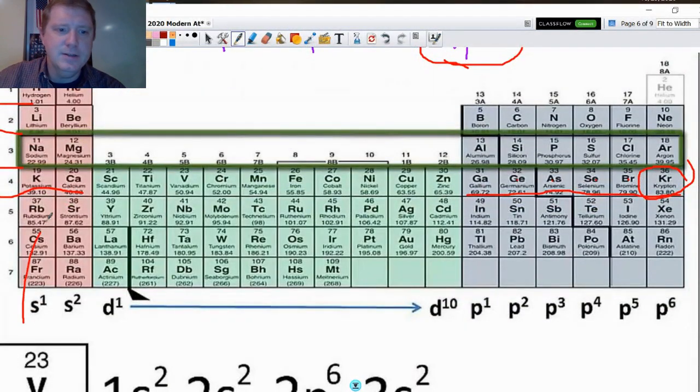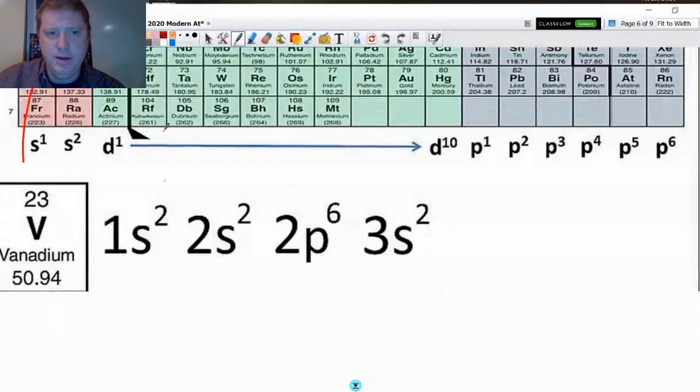Remember, if it's in the first column, it's s1. So if I talk about strontium, that's 5 levels down, 2nd column. So that would be 5s2 at the very end. Another periodic table.